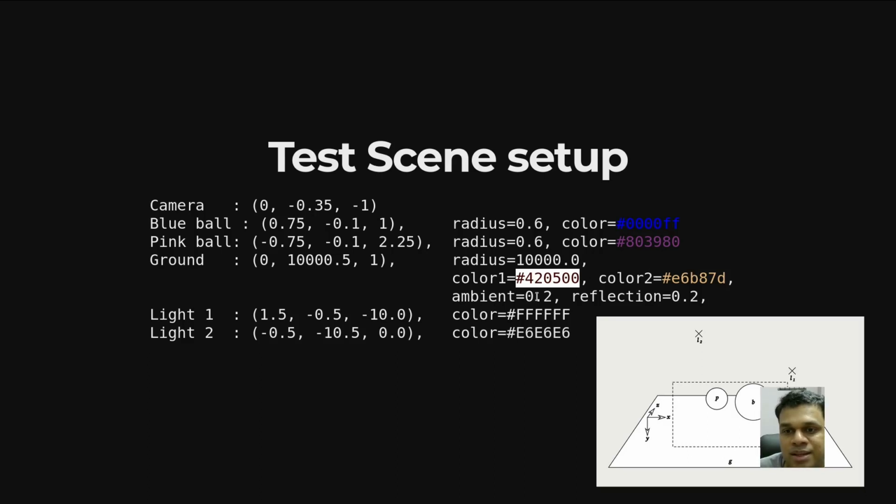I'm just going to tweak the ambient and reflection so that it's not so glossy or reflective, as a floor is slightly duller than you would expect it to be. And then you'll have the first light at this position with a pure white color, the second light at this position with a slightly grayish color, and that's pretty much it. That's all the scene we need.